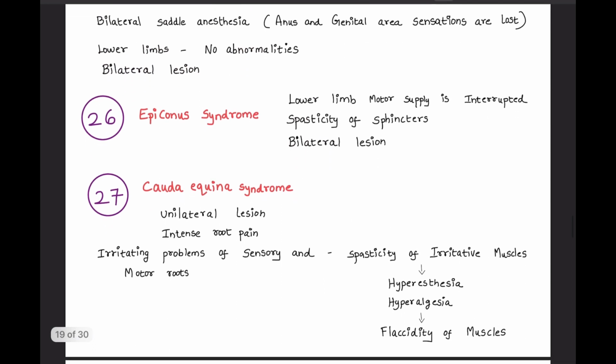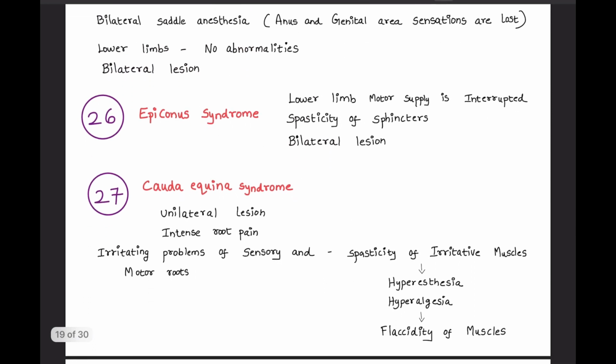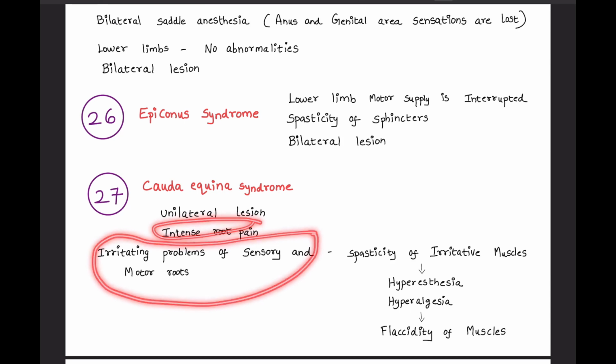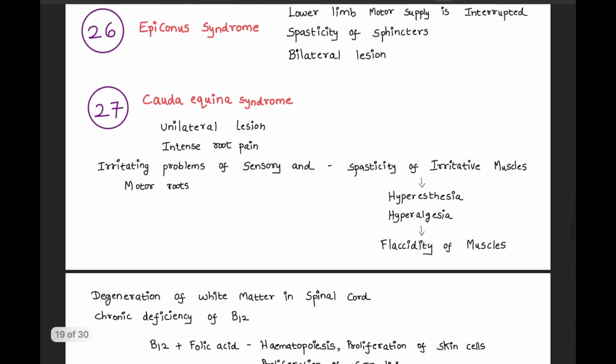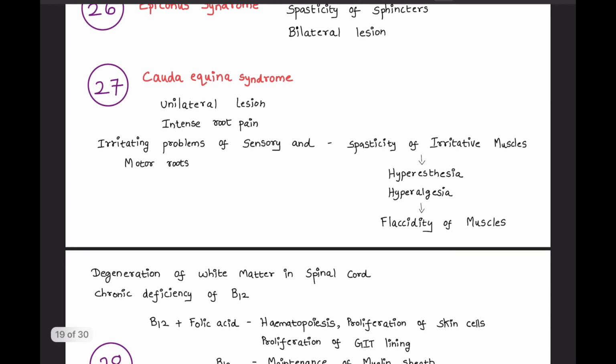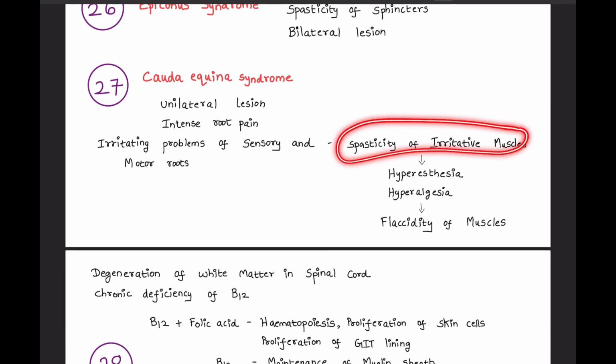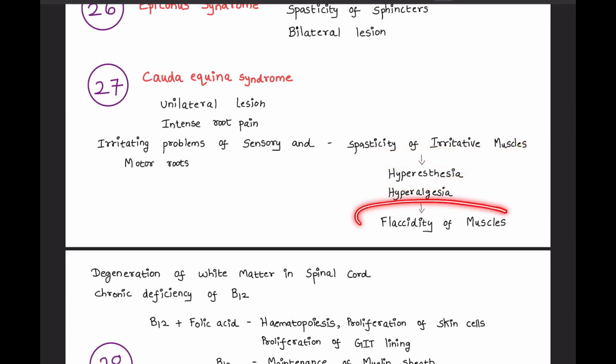Since the lesion is at the nerve roots, there will be intense root pain. Because of the intense root pain, there will be irritating problems of both the sensory and motor roots. So there will be spasticity of the irritative muscles, hyperesthesia, hyperalgesia, which will lead to flaccidity, complete relaxation of the muscles.